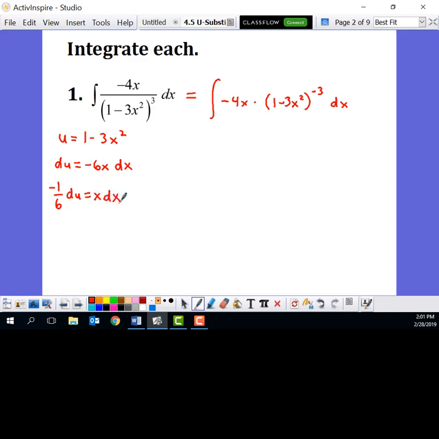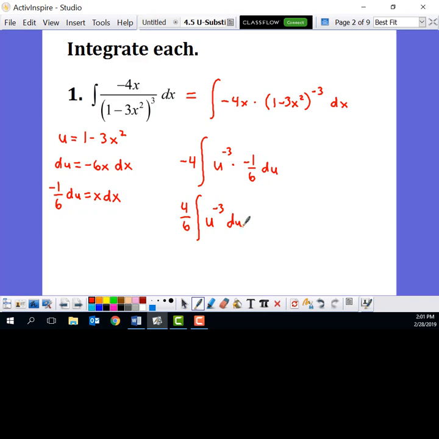Okay, so now what I can do next is I can rewrite this integral using u and du. I should have actually slid out that negative 4 there at the beginning, so let me do that. Let me slide the negative 4 constant out to the front of that integral. So I have u to the negative third times negative 1/6 du. So then that negative 1/6, I can also slide that out to the front to make that a positive 4/6 times the integral of u to the negative third du.